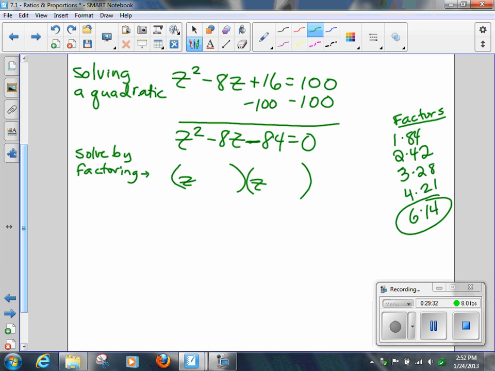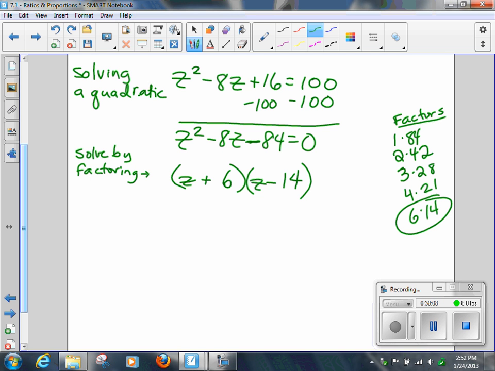6 and 14. Throw them in your quadratic. Throw them in your parentheses. Now, are my signs going to be the same or different? They're going to be different. Which of these two numbers, 6 or 14, has to be negative? The larger one. So the 14 has to be negative, because what is 6 minus 14?